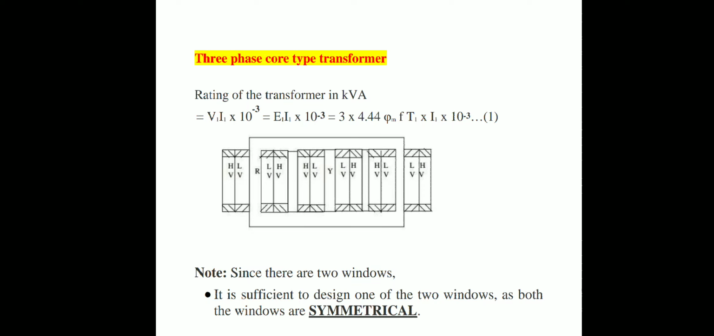Kindly note, since there are two windows, in between R and Y and in between Y and B, and these two windows are actually very much identical, or to be very precise, symmetrical. It is sufficient to design one of the two windows as both the windows are symmetrical.